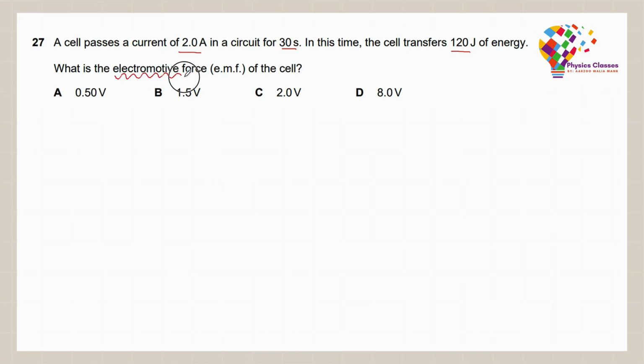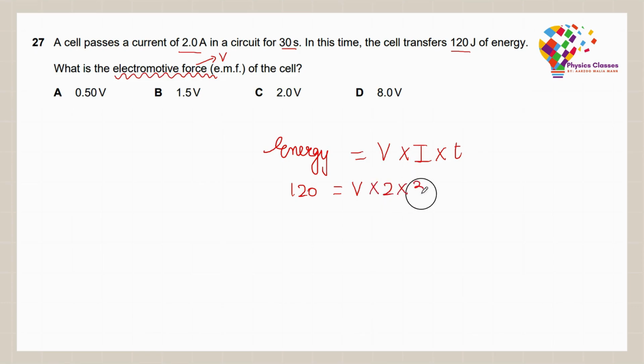So we can use the energy equation. If we want to calculate the energy, it is given by the potential difference times current times the time for which you use it. Over here the energy is given as 120 joules. The potential difference is what we are trying to calculate. Current is 2 amperes and the time is 30 seconds. Now I can rearrange this equation for potential difference. So this would give me 120 divided by 60, that is going to give me 2 volts. So the correct answer here should be option C, which is 2 volts.